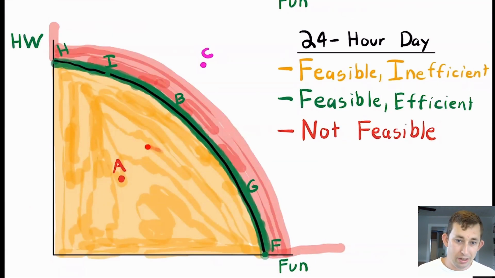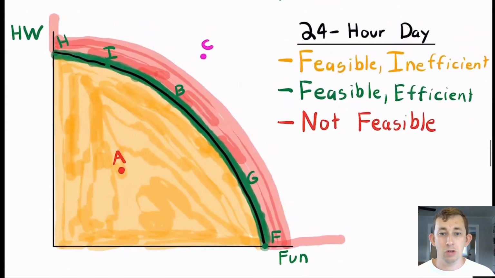Now, this yellow region, like point A, this is feasible. We can do this much homework and have this much fun, but it's inefficient. We're wasting time. We could do more homework and more fun with the time that we're given in that 24-hour day, but we're choosing not to. So point A, feasible, not efficient, or inefficient. H, I, B, G, and F, those are feasible and efficient, and points like C, those are not feasible. So really, when we're talking about a PPF, we want to be on this green region. We want to be both feasible and efficient.